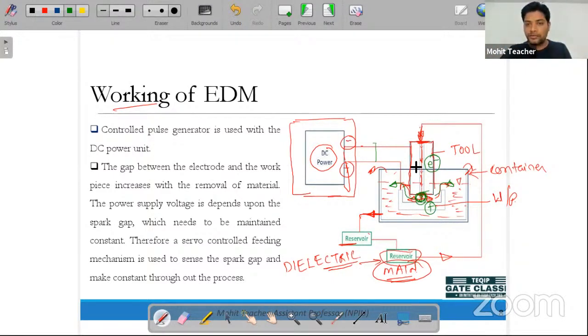dielectric fluid. So the dielectric fluid is coming out at this velocity, and whatever material has been removed from here is also coming out along with that. Okay, so this is the working.